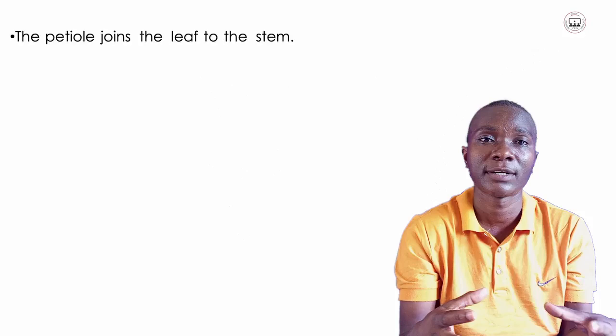The petiole is the part by which the leaf attaches to the stem. This is the one which gets attached to the stem of the plant.